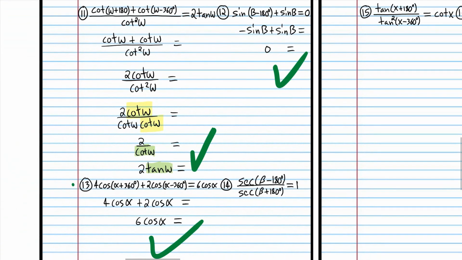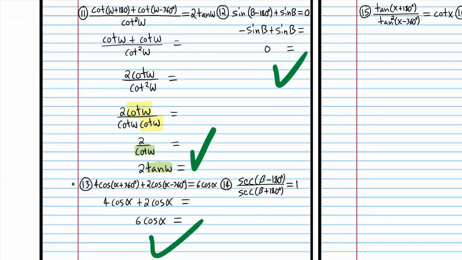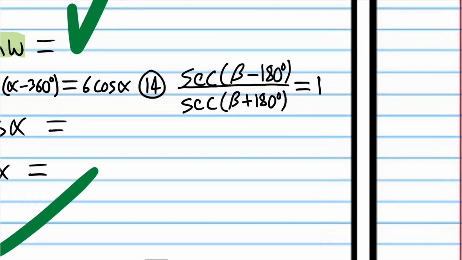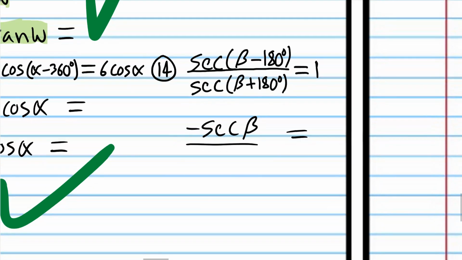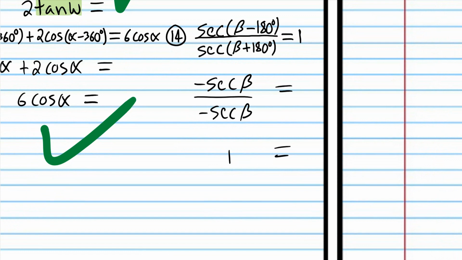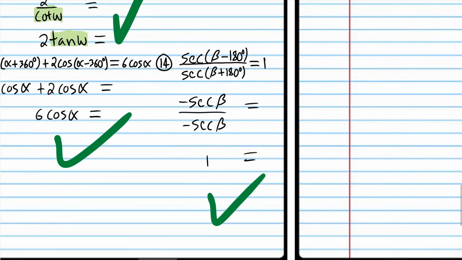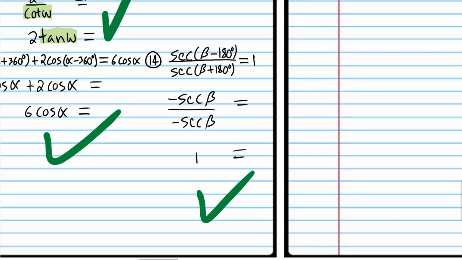Go ahead and try number 14. And when you come back, we'll do it together. Okay, we're back. So secant, when you subtract 180 or add 180, it changes to negative secant. So we have negative secant over negative secant, beta is equal to 1. So that was a pretty easy one. If you got that right, excellent.